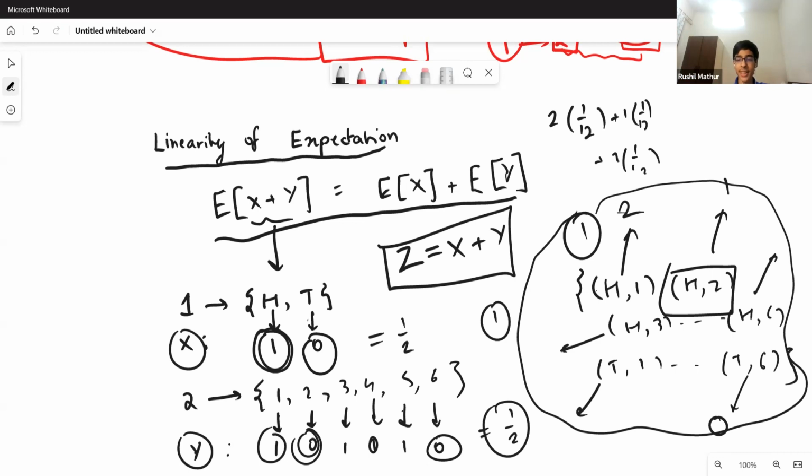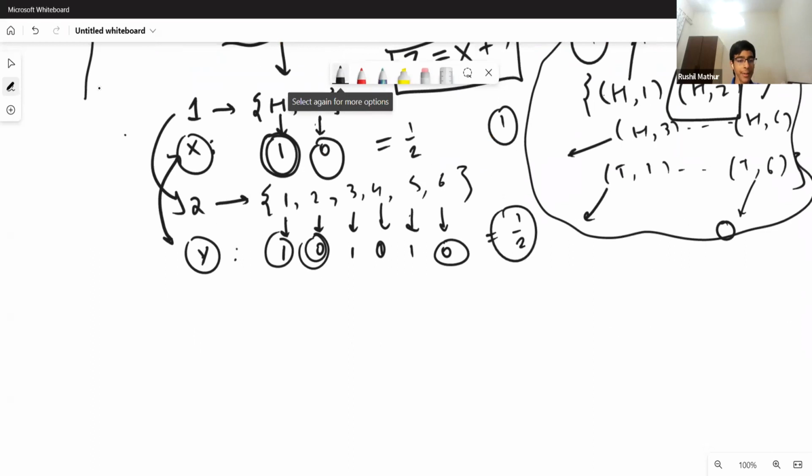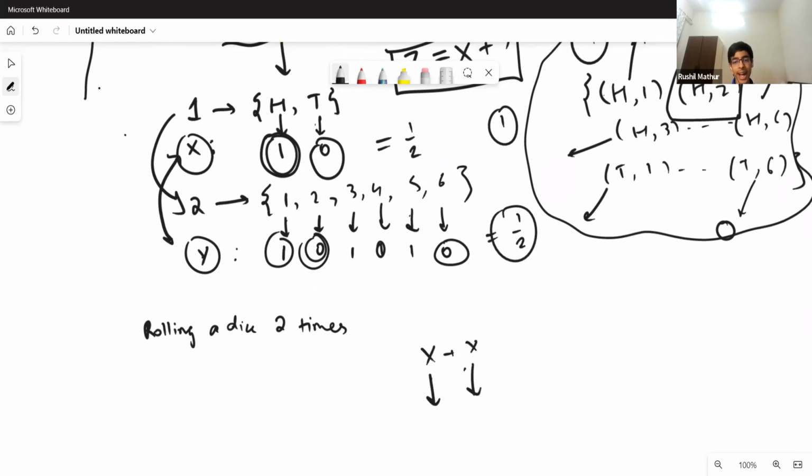Another important thing to note is that you could have experiments 1 and 2 being the same, X and Y being the same random variable. That's actually exactly what we did earlier, like tossing a coin 2 times or rolling a dice 2 times. Now this is kind of like X plus X, because if I add the value from one time and the value from the other time, you get the expected value over 2 times. And you're saying that value is just E of X plus E of X.